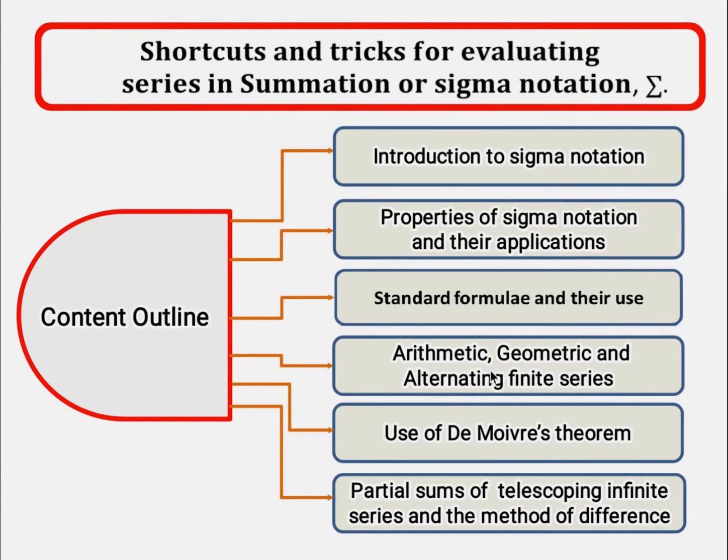In part 2, we will be covering arithmetic, geometric, and alternating finite series that are written in sigma notation, the shortcuts and tricks involved when you are dealing with them, and in particular how to look at the summand of the summation and recognize that you are dealing with arithmetic, geometric, or alternating finite series. And in part 3, which will be published soon, we'll be covering the use of the Morse theorem in evaluating series, as well as evaluation of partial sums of telescoping infinite series and the use of the method of difference, particularly to evaluate telescoping series that converge.